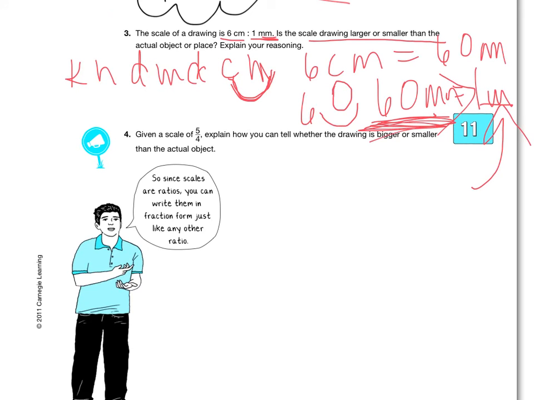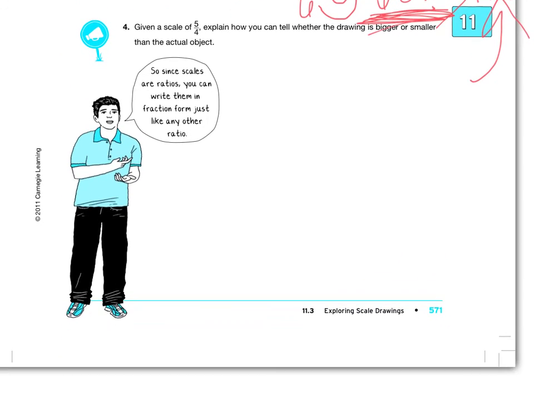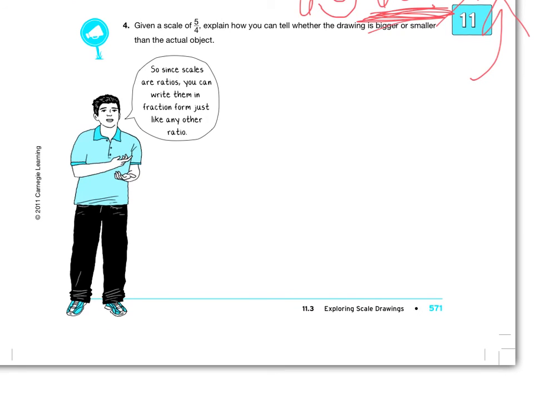The next one says, given a scale of 5 to 4, explain how you can tell whether the drawing is bigger or smaller than the actual object. Sorry, I'm yawning. And this dude with the scrunch pants says, since scales are ratios, you can write them in fraction form like any other ratio. Thank goodness, because I know you guys love fractions. So, 5 to 4. Is the drawing going to be larger or smaller?